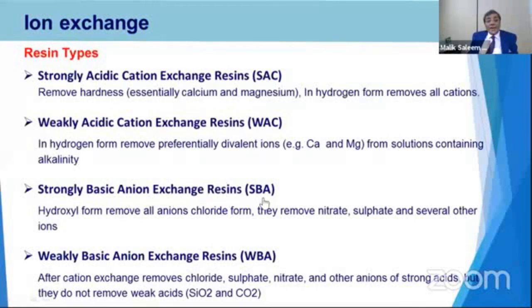Then the strong base anion resin: basically, the resin has the functional group of OH, the hydroxyl form, and the chloride form as well, and the applications are different. Similarly, we have the weak basic anion exchange resin, which is commonly called WBA.